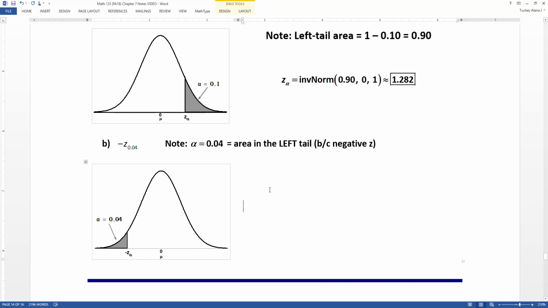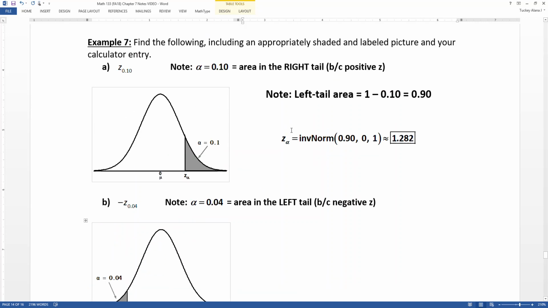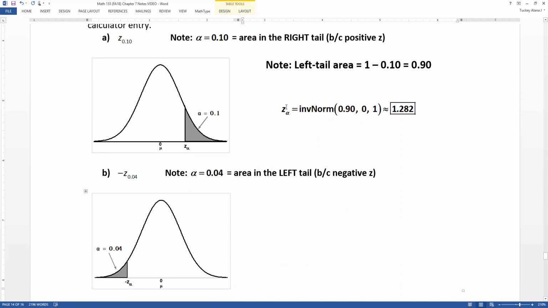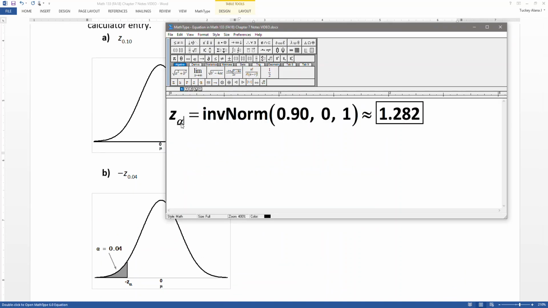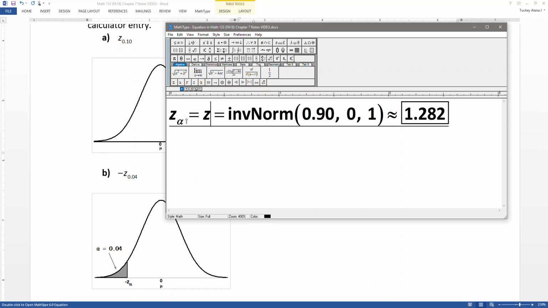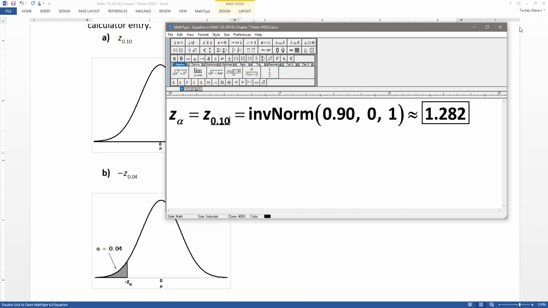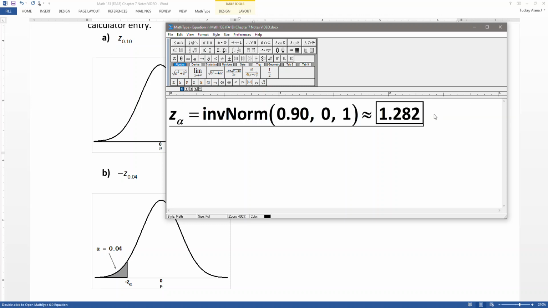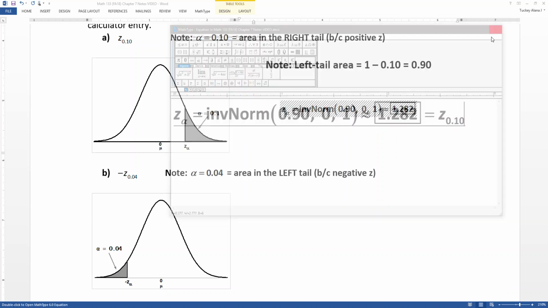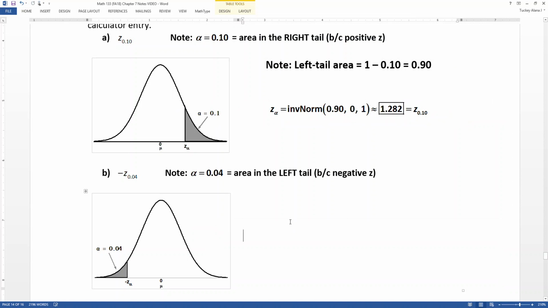Now I already have the left tail area. So I already know to put into inverse norm 0.04. And I forgot to label this one up here, but just suffice to say this was z alpha, or I should say z alpha was equal to z 0.10. That's what we found up here. All right, so for the one we're looking at right now, let me put this at the very end here. That might make it more sense. So the one we're looking at right now, we want to do negative z alpha, negative z 0.04.